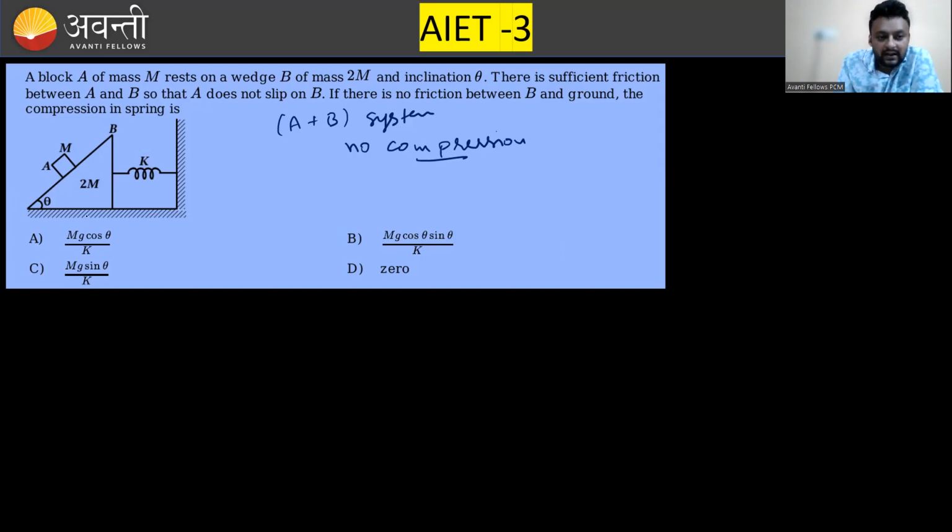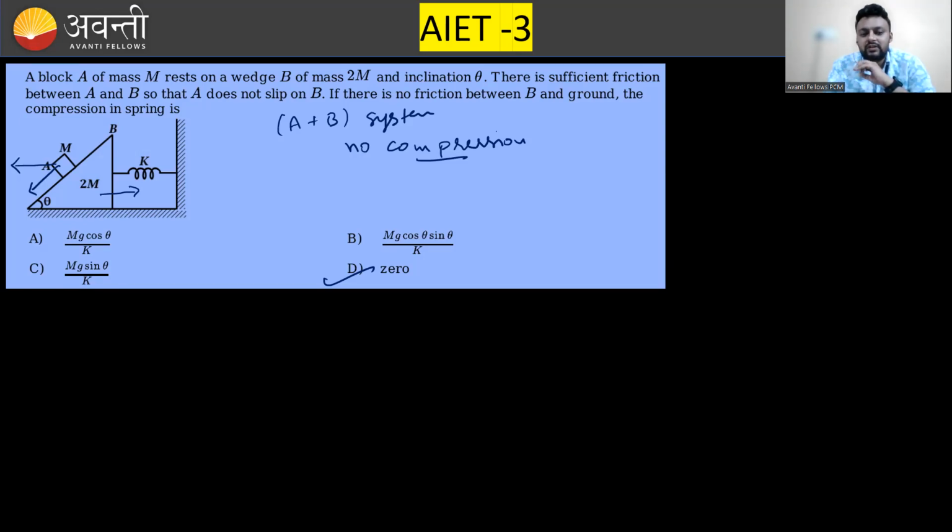Now, let's suppose friction was not sufficient, then this block will come down, and its acceleration will be in this direction. Then there will be a component of this acceleration along the horizontal direction. To counter that, the 2m mass wedge will move in the backward direction so that the center of mass remains at the same point. But in this question, the small block is at rest, so there will be no component of any force in the horizontal direction. So there will be no compression in the spring. That's why option B is correct. Tricky question, just a one-liner. If there was some acceleration, then we could think about that.